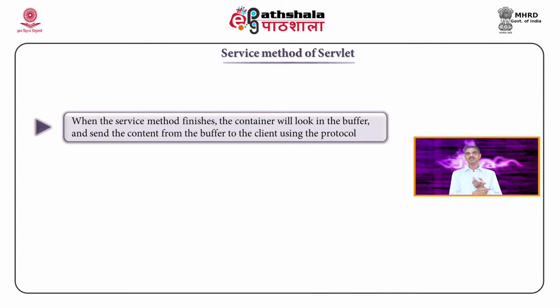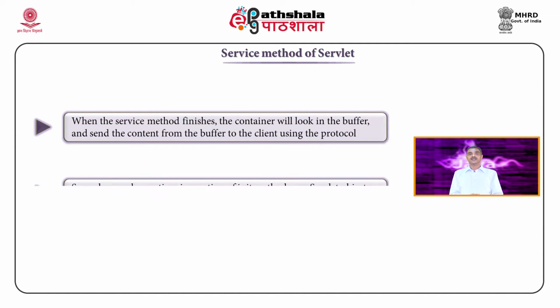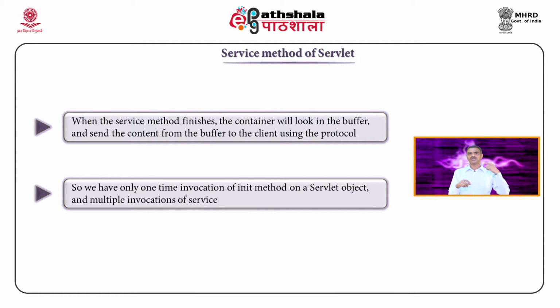So, the first life cycle method is initialization, the init method, which may be invoked at startup or at the first time invocation for a particular servlet, when the first request comes for that servlet. Once the object of the servlet has been created, it would not normally go down. The service method is something which is regularly invoked as and when the client sends a request to the container. So, we have only one time invocation of init, multiple invocations of the service method, and that is a regular job.